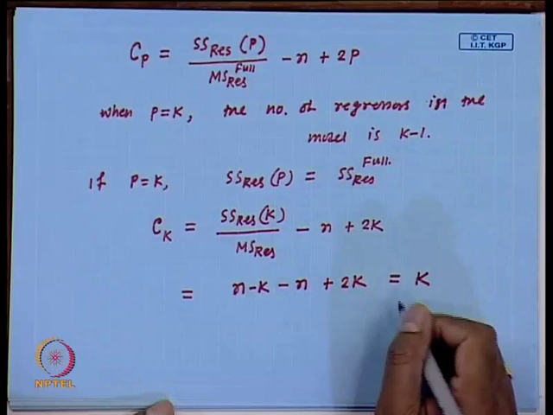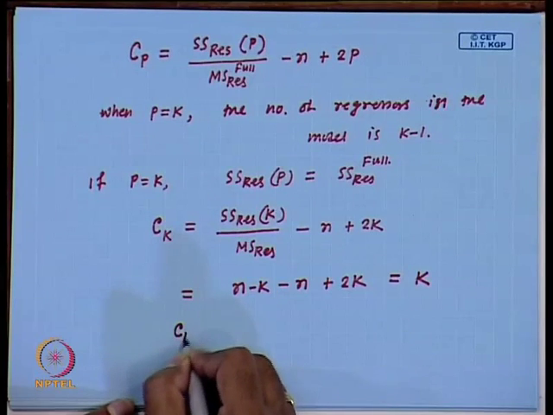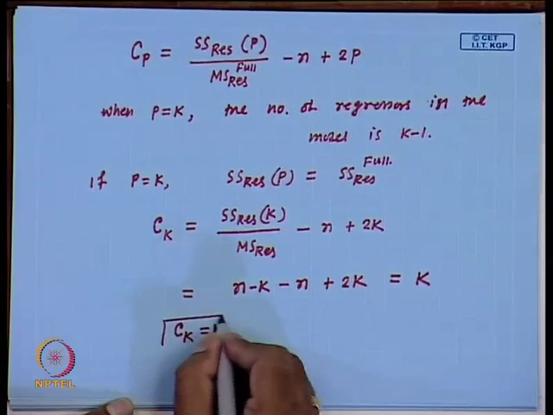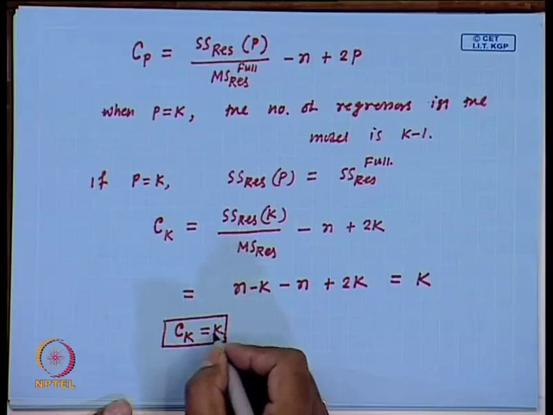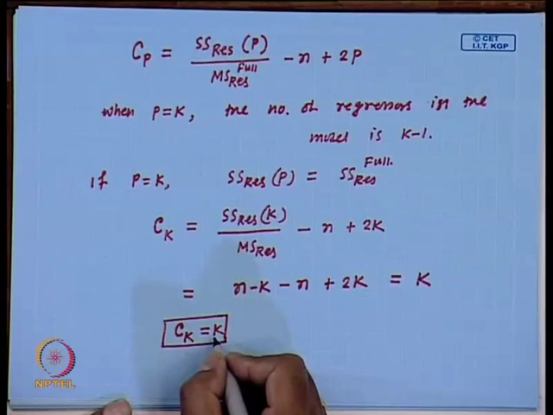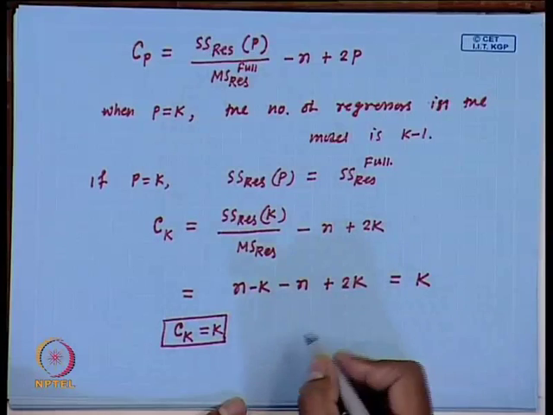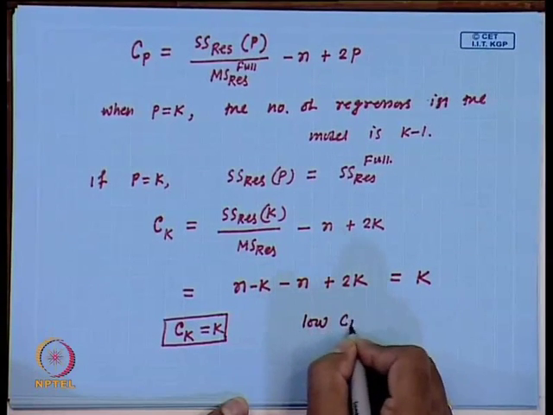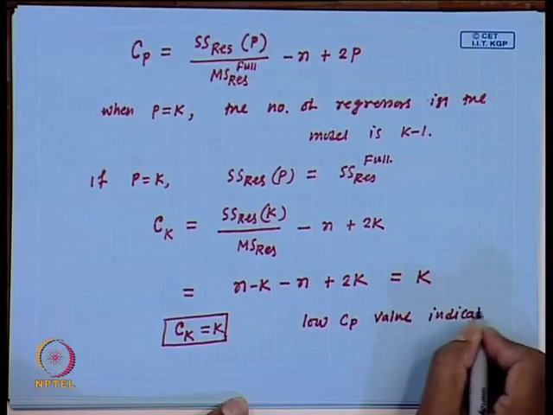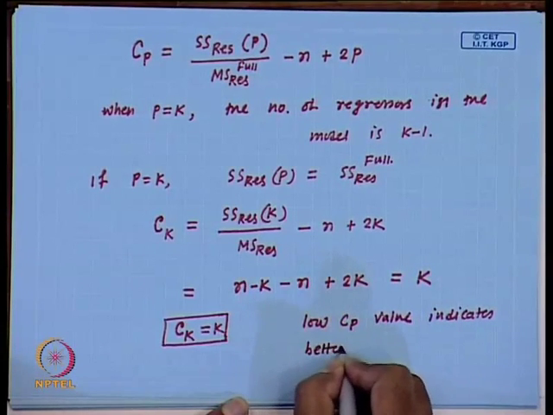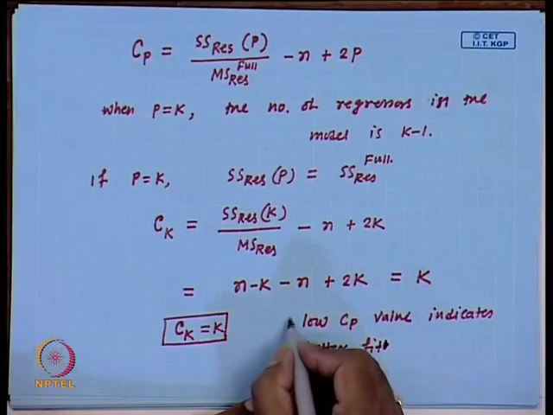Well, so what we observed is that for p equal to k, Ck equal to k. That means, for the full model the Ck value is equal to k, and you can note that a low Cp value indicates a better fit. Okay.